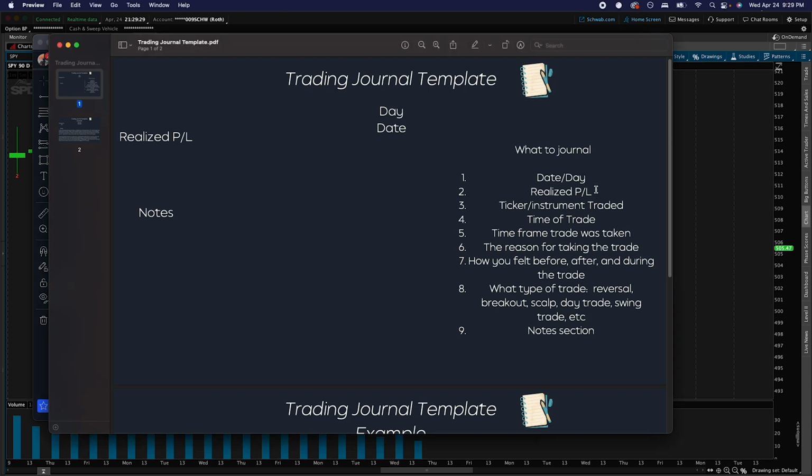Obviously, realized P&L is going to be there regardless, how much money you made or lost. Number three is important. You want to figure out what you are trading. Are you trading crypto, futures, penny stocks, options, all that stuff? And what tickers are you trading? For me, I mainly trade futures now. I do still trade options almost daily, but most of my money comes from futures.